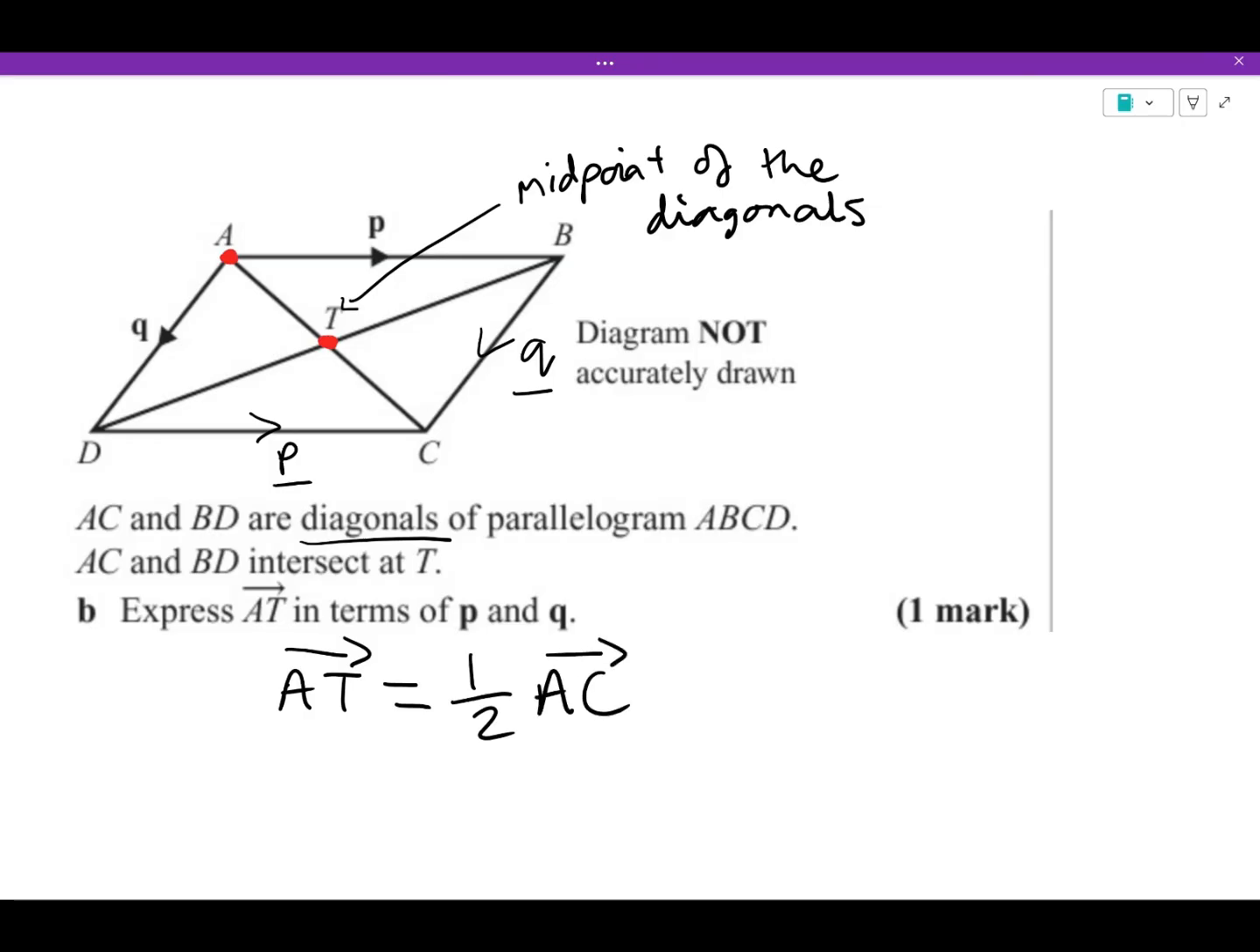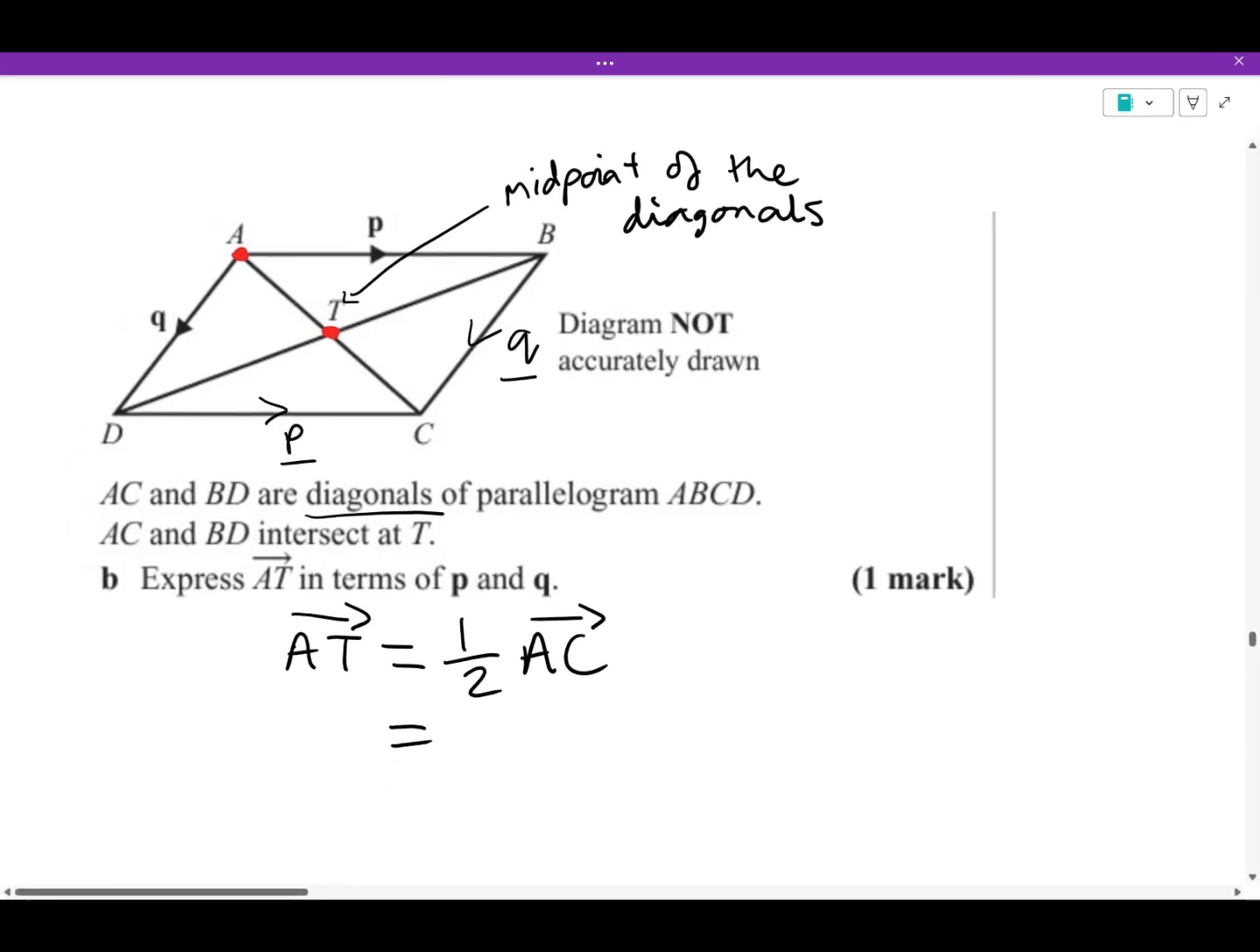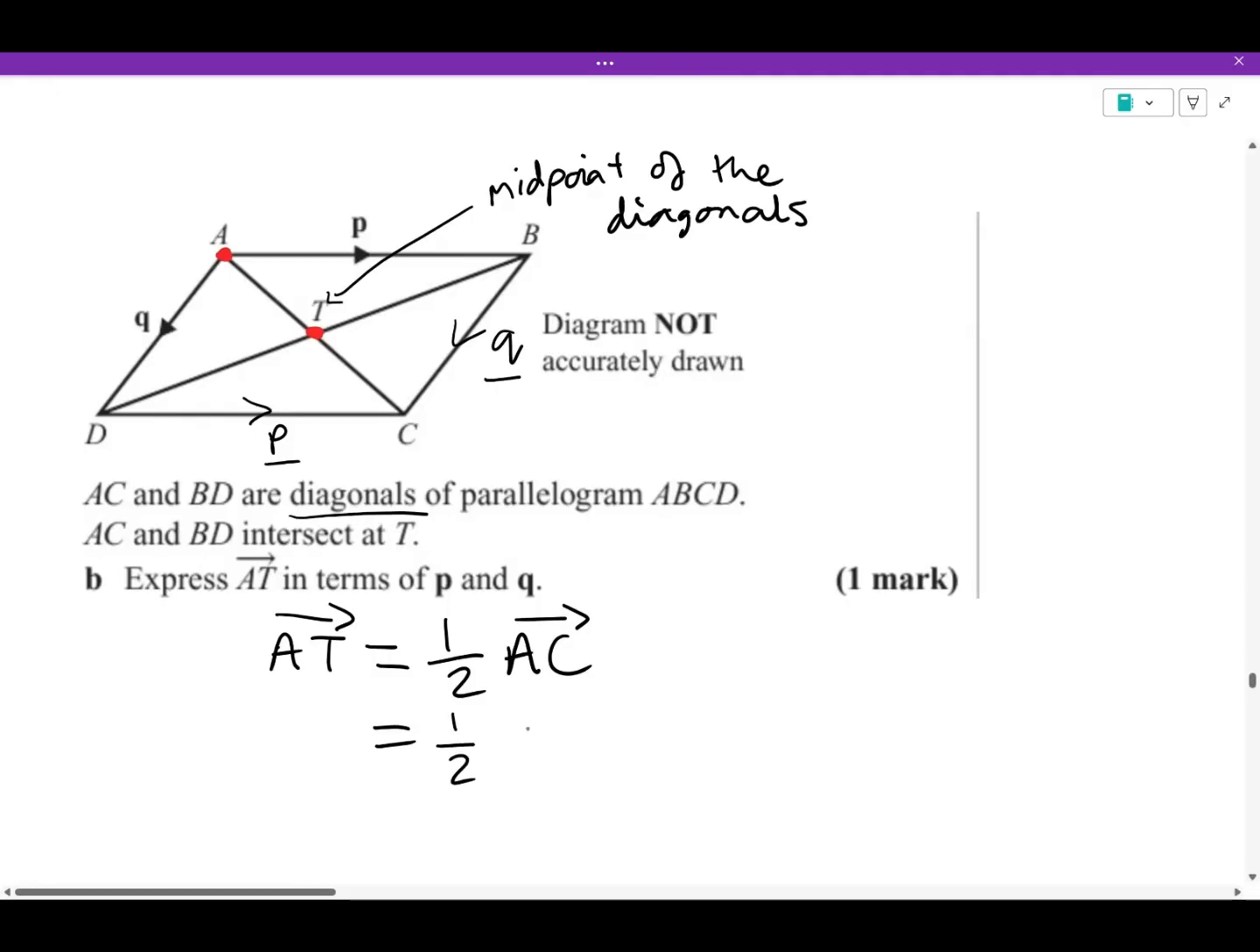And now we need to figure out what A to C is going to be. So I'm going to write a half, and let's map out my route from A to C. Well, if I'm starting at A, and I need to end up at C, I could go down to D first, so it'd be A to D. And then we could go across from D to C, so I'm going to add on D to C like that. And that will be my vector for A to C.